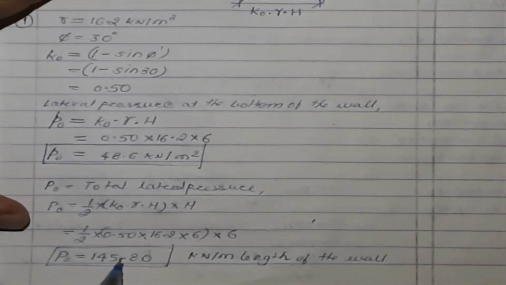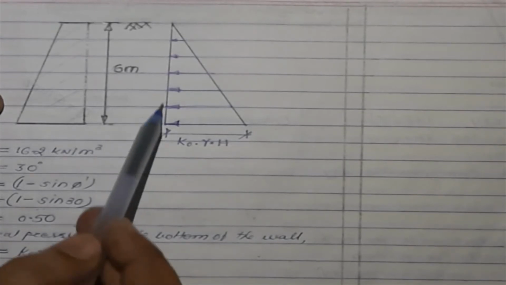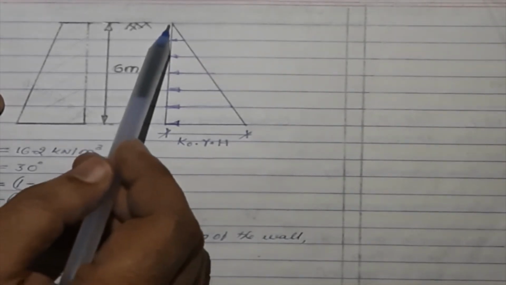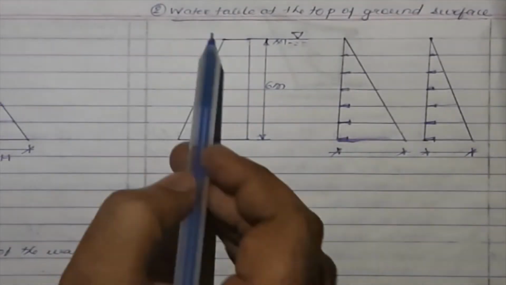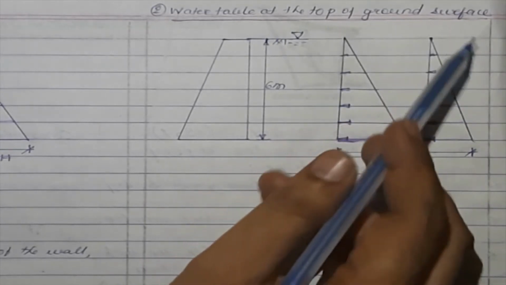In condition 2, what is happening? The water table has reached the ground surface. So we have to find out the submerged unit weight and accordingly find out the pressures. Let us go for that. Now in condition 2, the water table reaches the top of the ground surface.